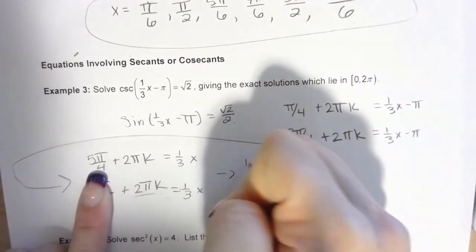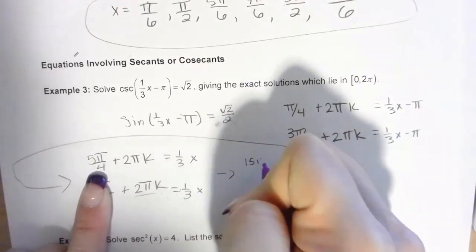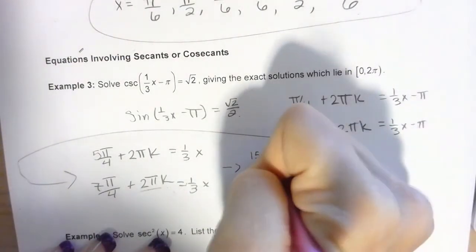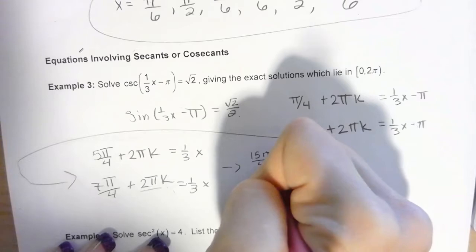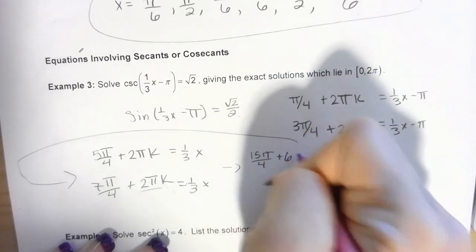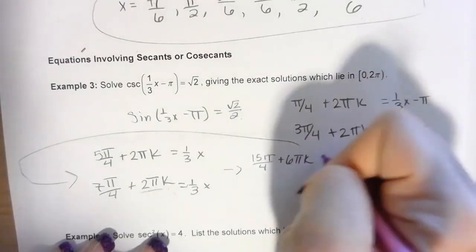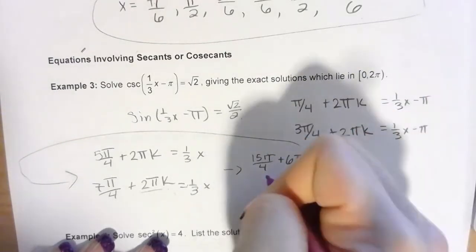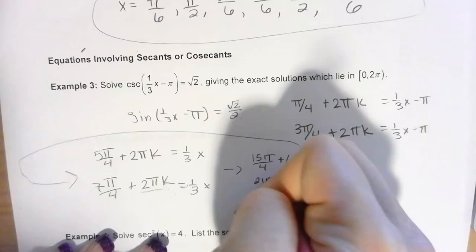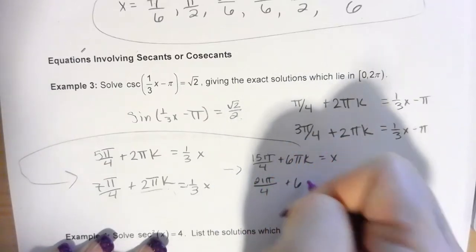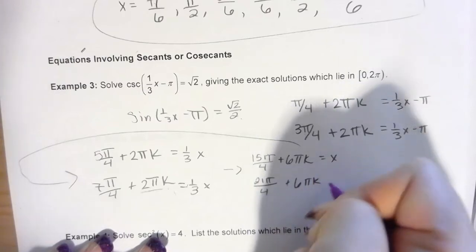So we're going to get 15 pi over 4 plus 6 pi k. And we get 21 pi over 4 plus 6 pi k.